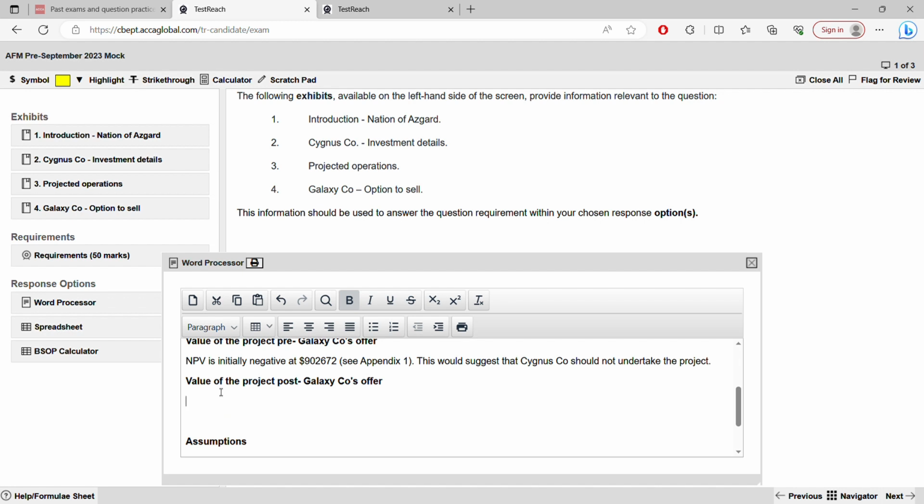You have to talk about how this option to sell is a real option. You have to mention this in your answer. Okay, so, not in bold. Galaxy company's offer is considered to be a real option. Okay, a real option for Asgard.